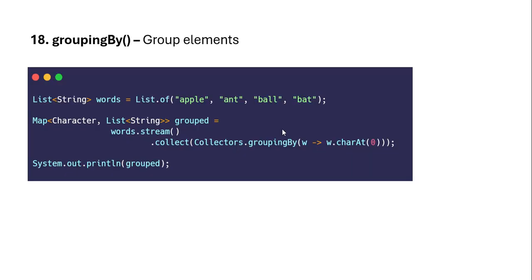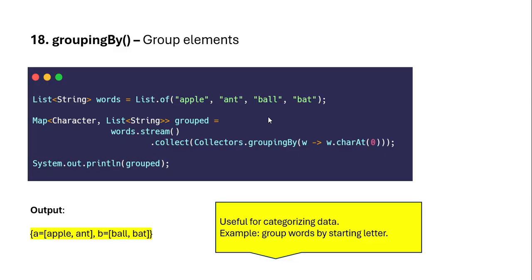The 18th one is groupingBy. What really happens here is, let's say we want to partition the elements present in the stream by a given criteria. For example, here the criteria is the first character of the string. Let's say we want to partition by A and partition by B, and based on that we get an output. The key is the character by which we are partitioning, and the values are the elements satisfying that criteria.